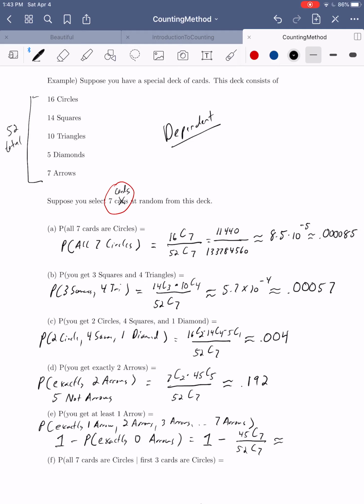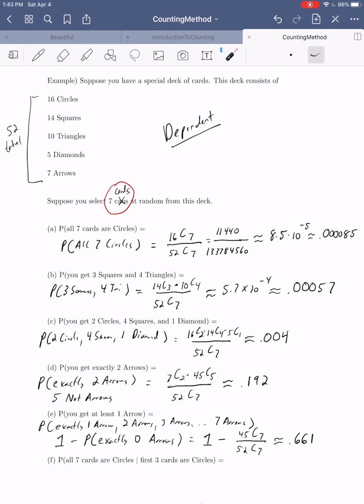If you type that into your calculator, so 1 minus the fraction 45C7, divided by 52C7, and then 1 minus that, you should get that that is approximately 0.661. So we're saying that there's about a 66% chance that you get at least 1 arrow in those 7 cards.